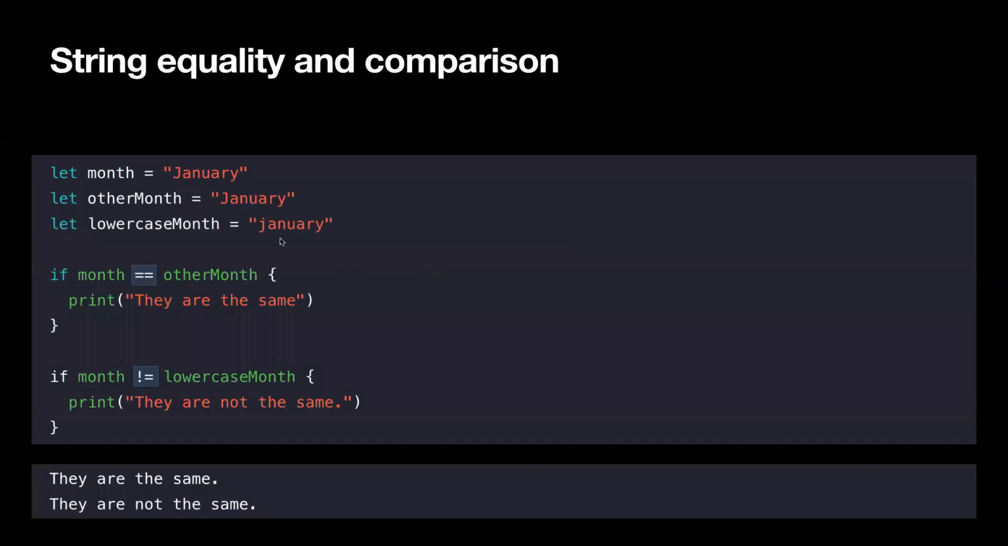When you want to compare a string, you can use the double equal operator, or you can use the not equal. So in this case, we have three different string constants, say if month equals other month. So you're comparing these two values. If they are equal, then you will do this. Now, if you want to check if they're not equal, you can say not equal. So that's how you compare strings.